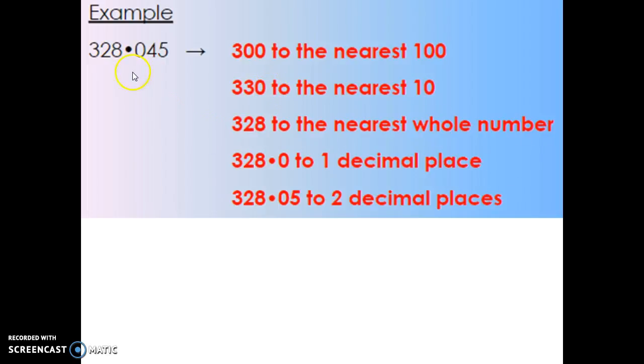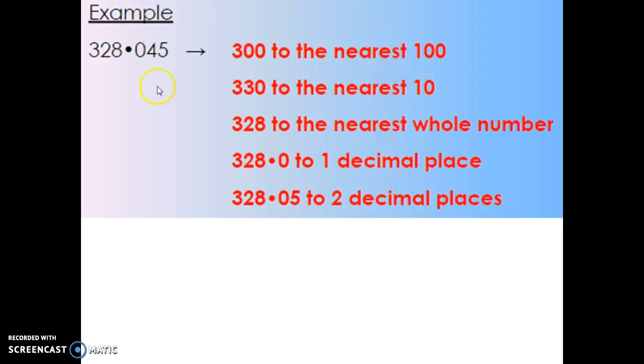To the nearest whole number, or sometimes we say to the nearest integer, I'm cutting off all of the numbers after the decimal point. So that number there is a 0, so that just stays the same at the 8, so 328. So you can see 328 is really close to 328.045, so this is our approximation.